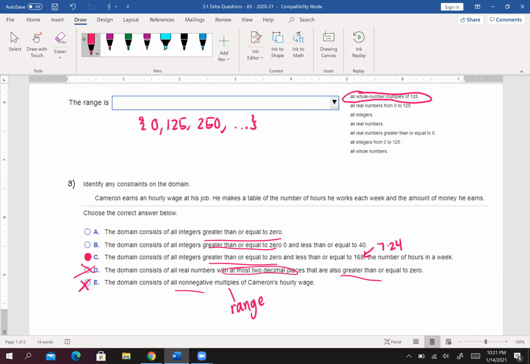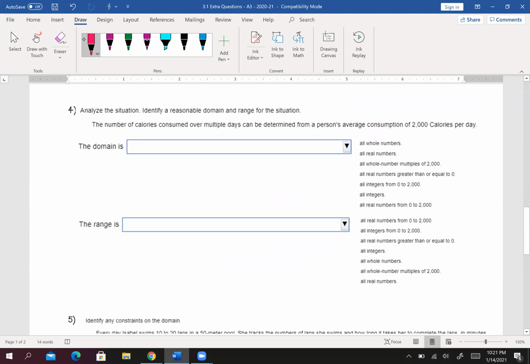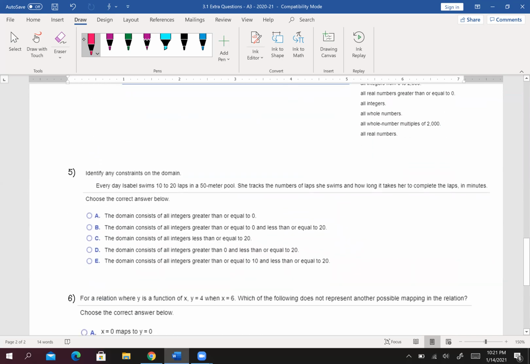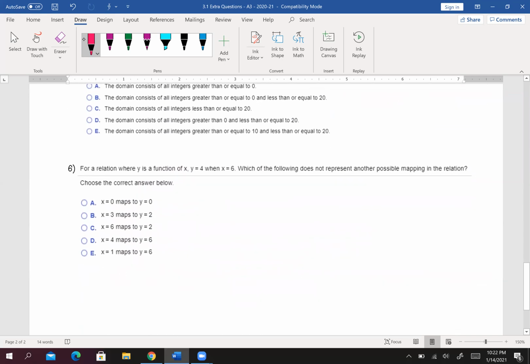And so you have a couple extra questions on the other side of your page, very similar to the ones we just did. Well, I guess 4 and 5 are very similar. Number 6 is just slightly different. It's just talking about keeping something a function. So try 4, 5, and 6.